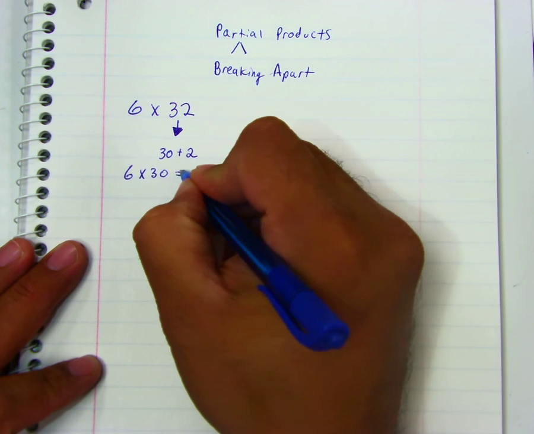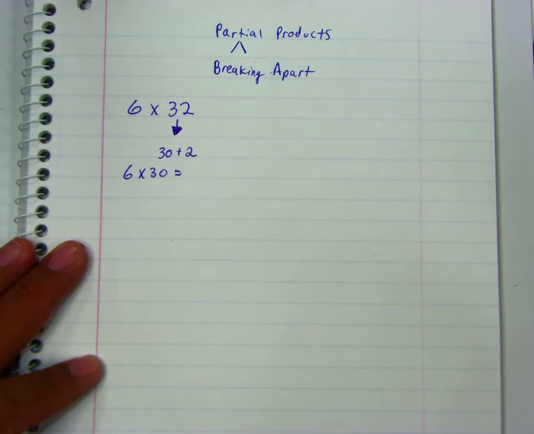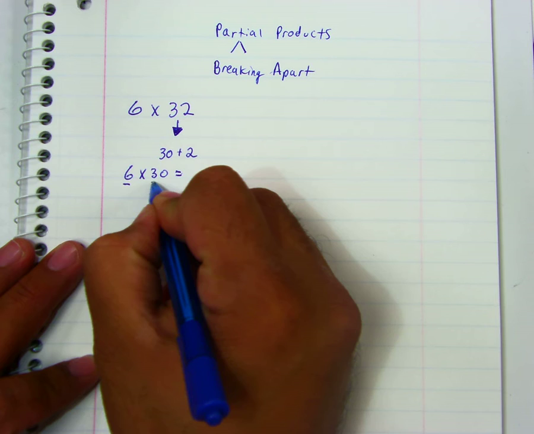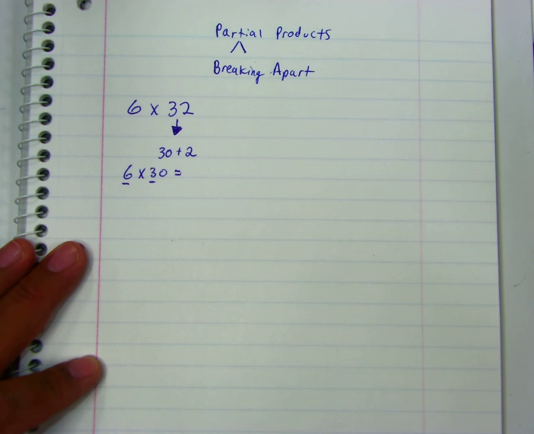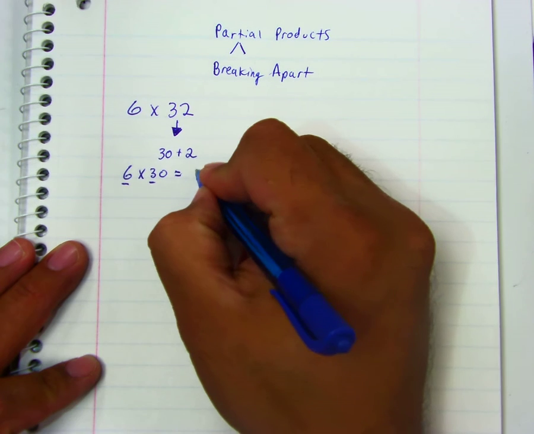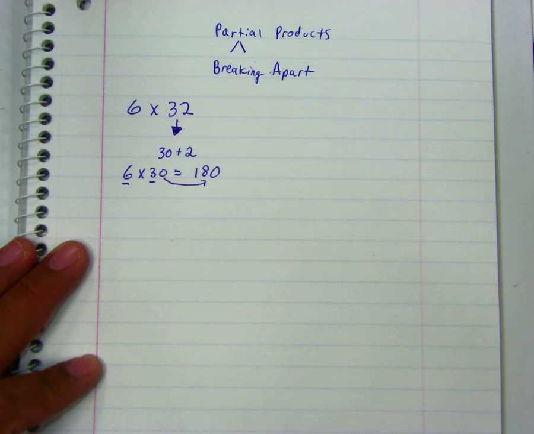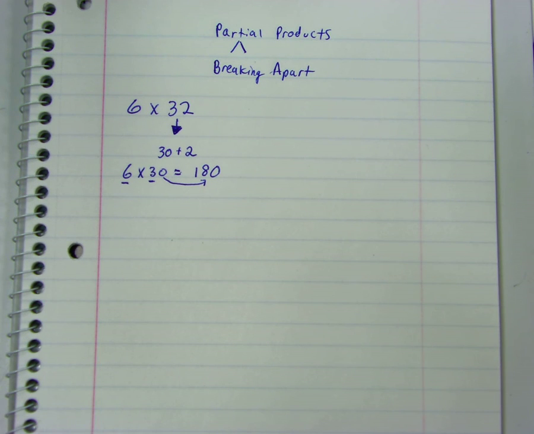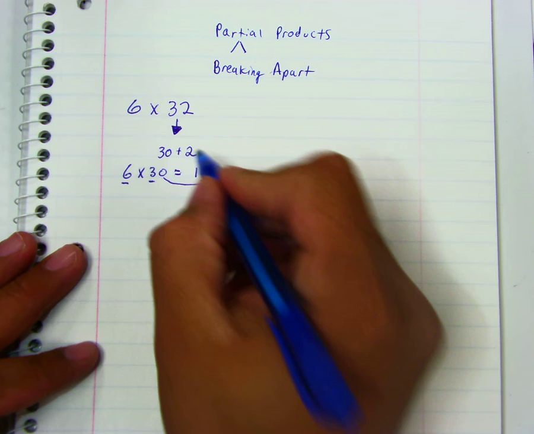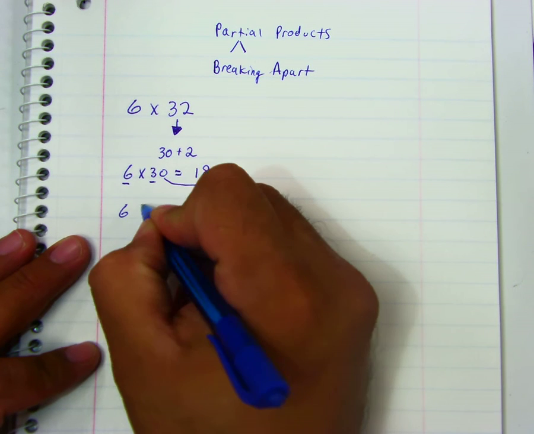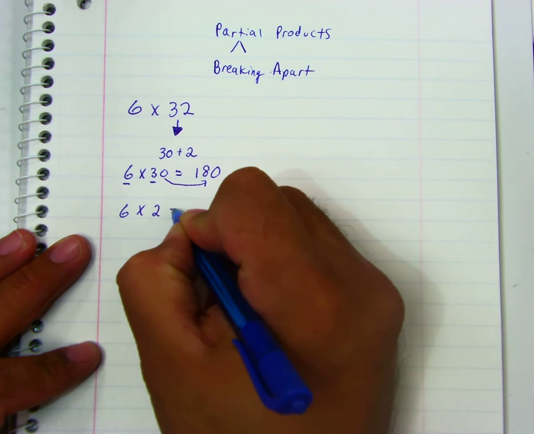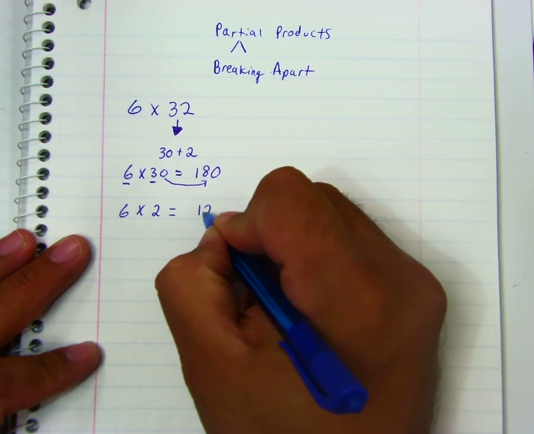Now, we learned in our last lesson how to multiply these together. We're going to look at our basic numbers, which is 6 times 3. Now, 6 times 3 is 18. And I'm just going to move my 0 over. So 6 times 30 equals 180. I'm then going to do my second multiplication problem, which is 6 times 2. We know that that is 12.